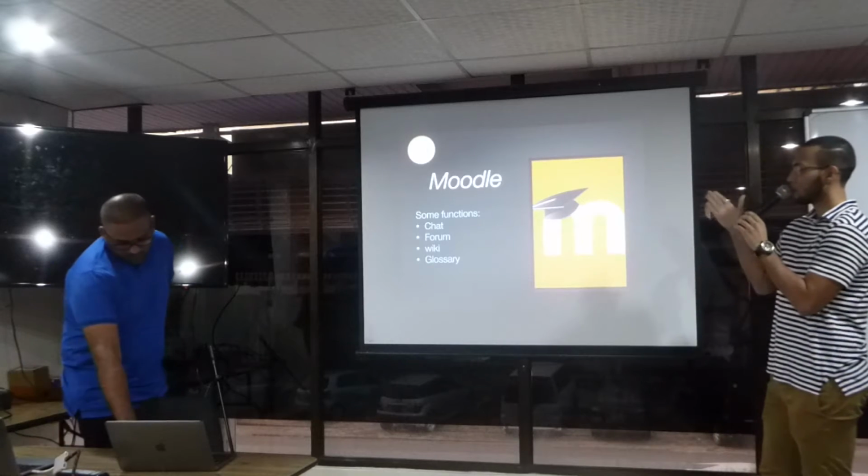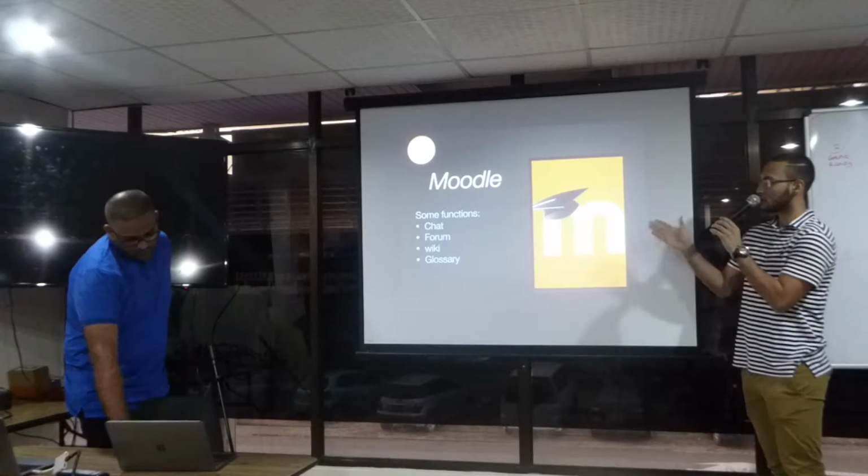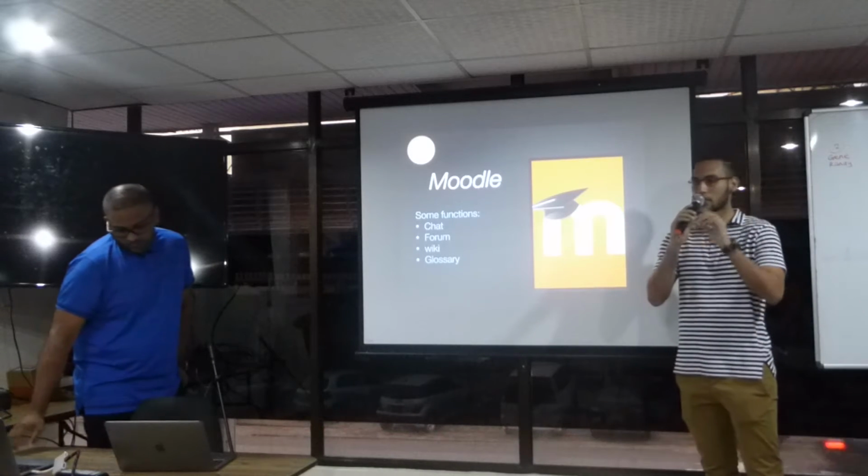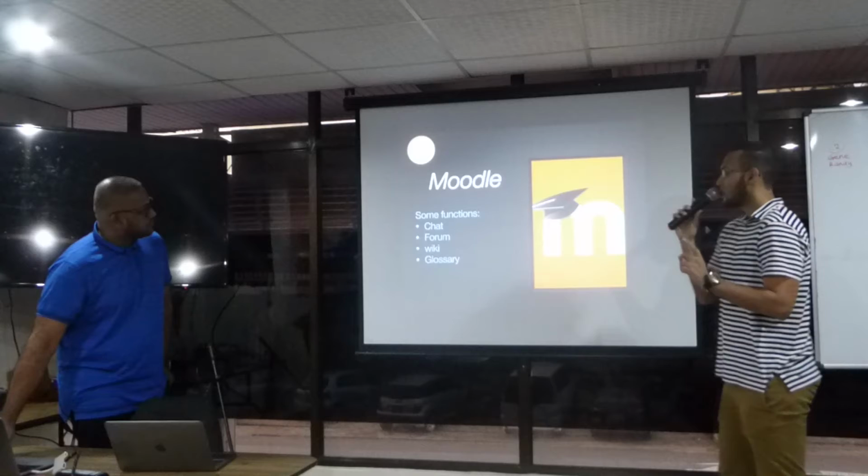Imit was looking at Moodle. These are some of the functions. They have a chat function, a forum function, a wiki function, and also a glossary.